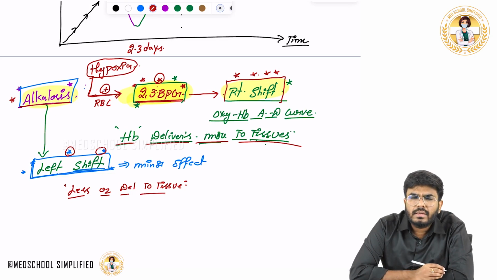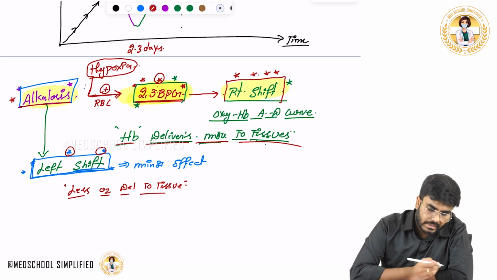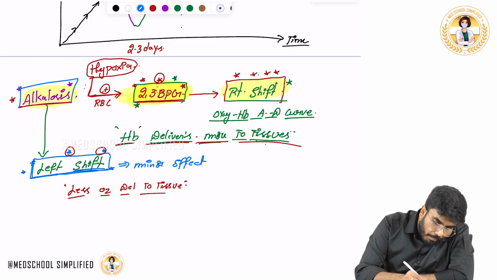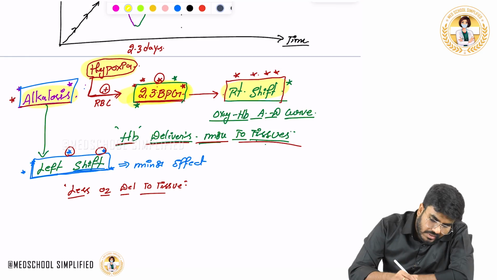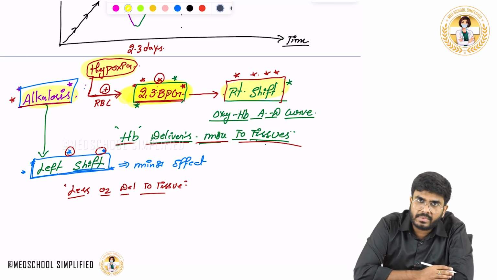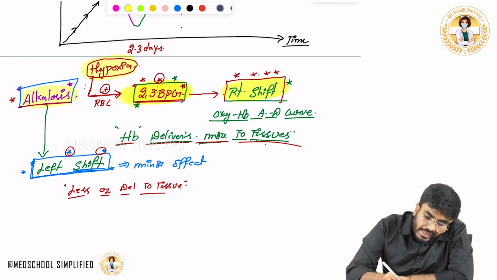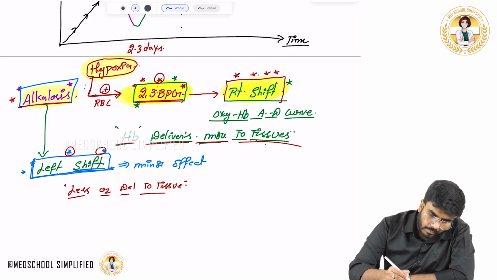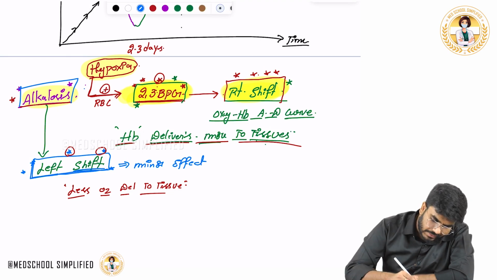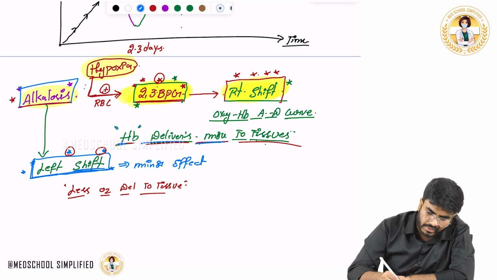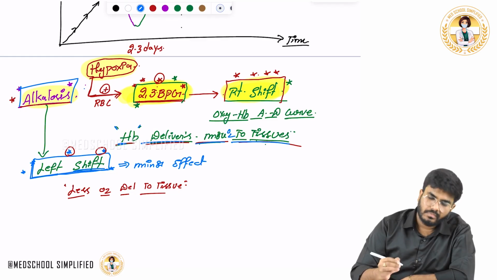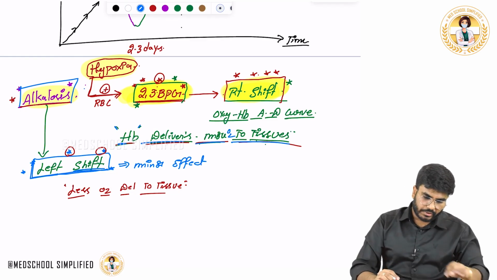But what is the final effect? Now there is a more potent stimulator, a more powerful inducer: that's the hypoxia. Hypoxia produces the 2,3-bisphosphoglycerate in the RBCs. That's going to cause the right shift. Whenever there is a right shift, more oxygen will be delivered to the tissues. Hemoglobin delivers more oxygen to tissues. This is the point which I want you to know.